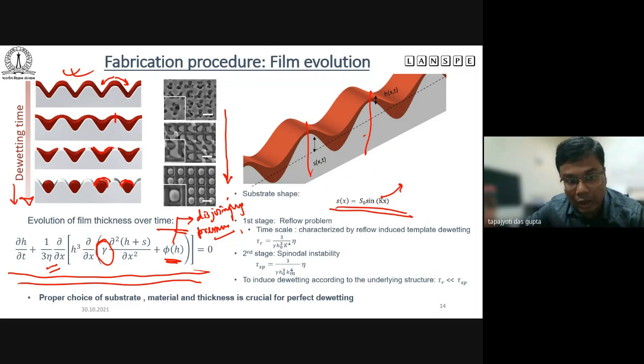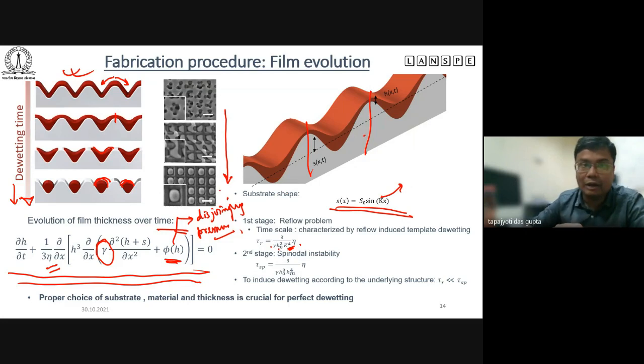And then if I solve this equation, you get a time scale, a time constant, which is dependent on the periodicity, initial thickness, viscosity, and the surface tension. So all these things do matter, okay? So you have to judiciously choose your substrate and the thickness and the material, failing which you won't get a good structure. So I'll show you in the next slide how to achieve a better structure.